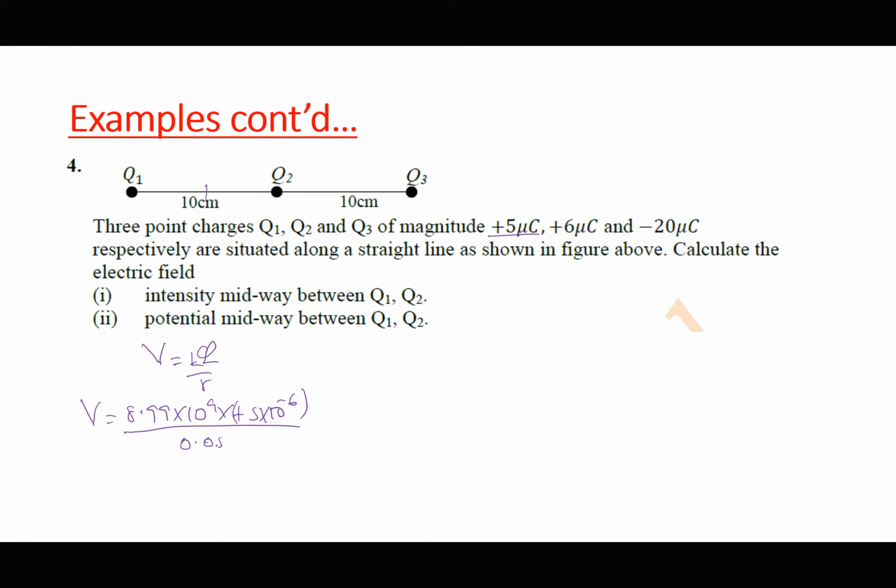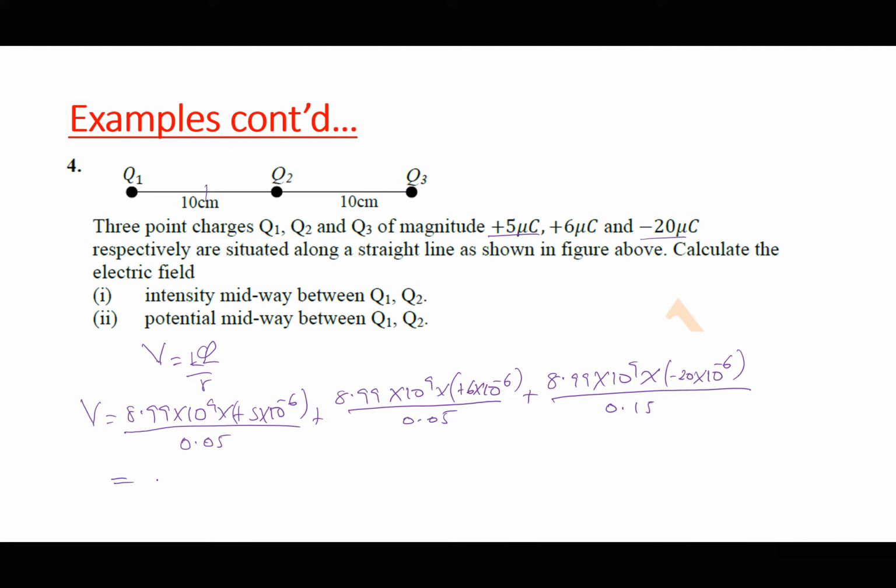That will be 0.05 plus potential due to Q2, which will be 8.99 times 10 power 9 times positive 6 times 10 power negative 6 divided by 0.05, plus potential due to negative 20, that will be 8.99 times 10 power 9 times negative 20 times 10 power negative 6 divided by 0.15. So I am going to press the calculator just once. For you can sum up each of these. Okay, I can sum up for you, no problem.